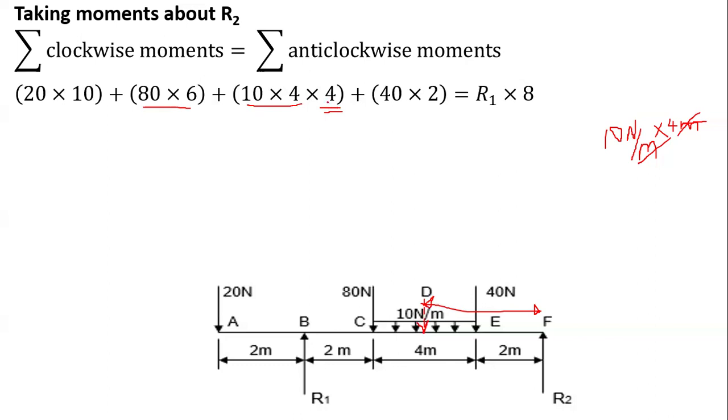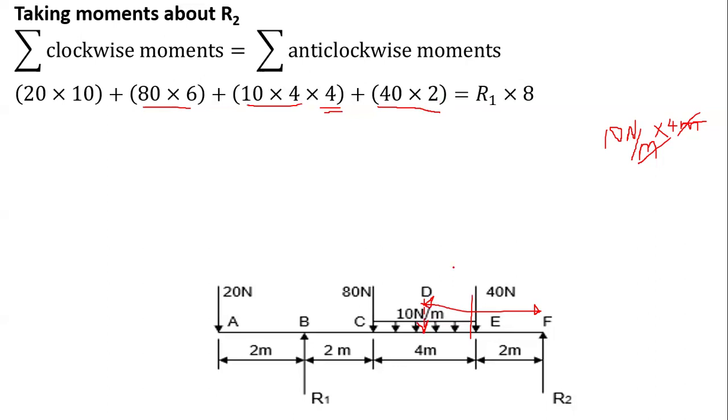I'm not done. I also have the last one, which is this downward force. So I'm saying 40 multiplied by that distance up to R2, which is 2 meters. So this is the 40 multiplied by 2 you see there. All these we've been talking about are basically just anti-clockwise moments.